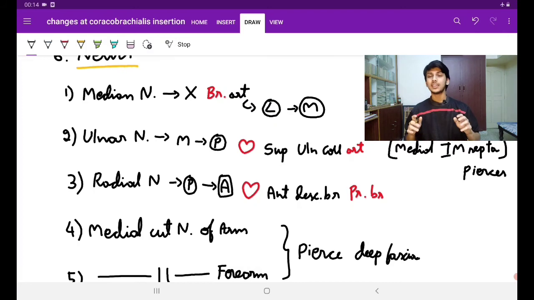Now guys, median nerve, it is usually present lateral to the brachial artery in the upper part of arm. See here, brachial artery is here, median nerve is here. But what happens when it is coming below the level of insertion of coracobrachialis? It crosses the brachial artery from lateral to medial. Like if this is the brachial artery here, and this is the lateral aspect, this is the medial aspect, the median nerve goes like this over the brachial artery. So that happens at the level of insertion of coracobrachialis muscle.